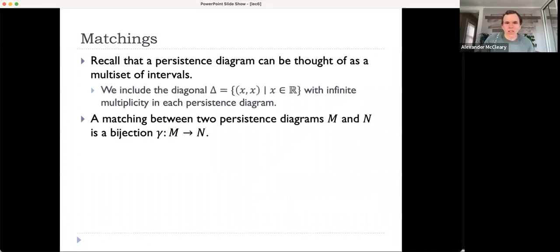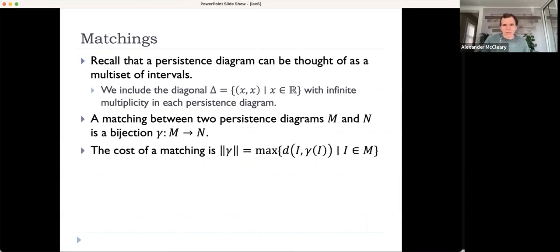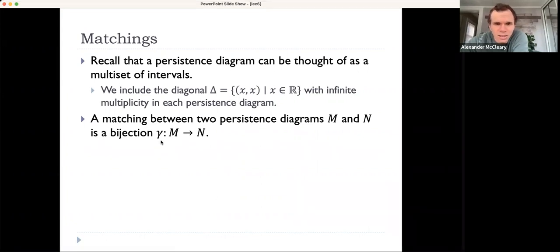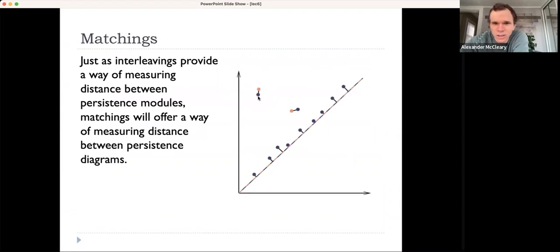Okay, so now we can define a matching between two persistence diagrams. A matching is just going to be a bijection between the two multisets. And we can associate to each matching a cost. So the cost of a matching is just, we're going to look at each pair of points, right? So gamma is going to be the function, let's say it's going from the blue to the pink. So gamma is the function that takes each blue point and maps it to a certain pink point here.